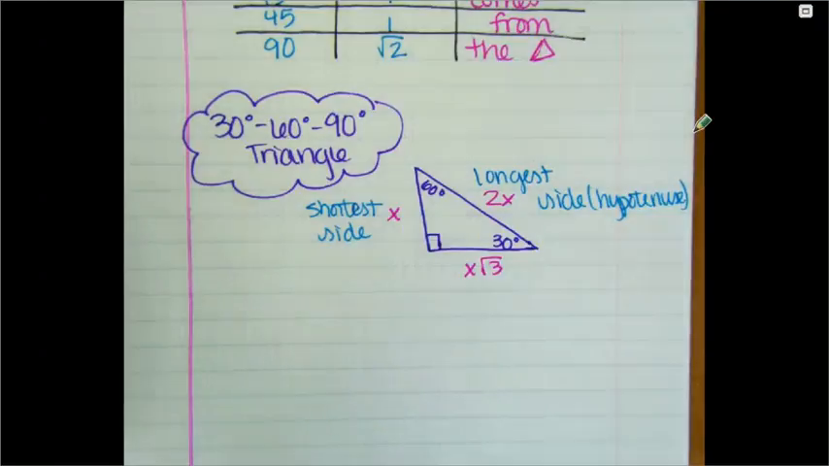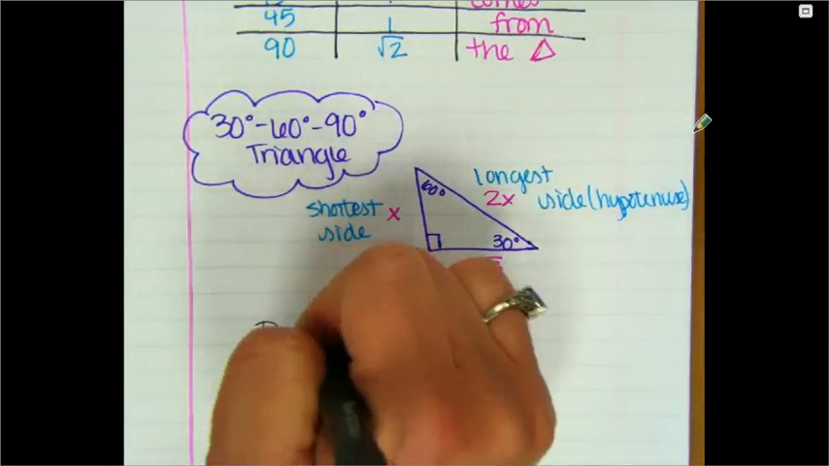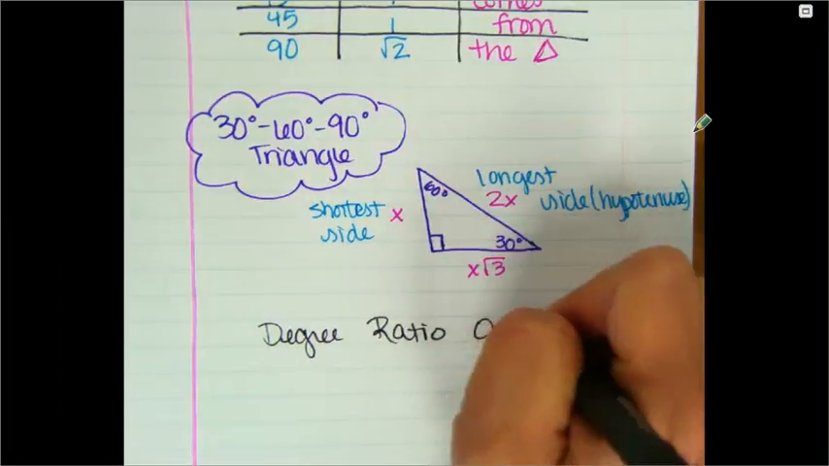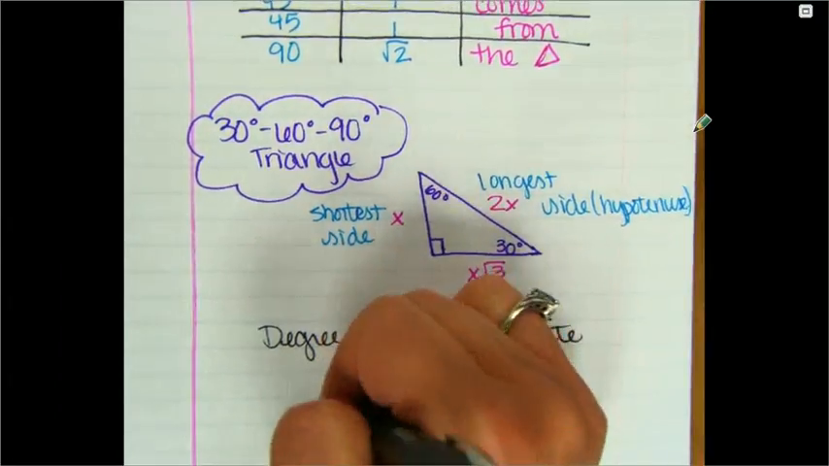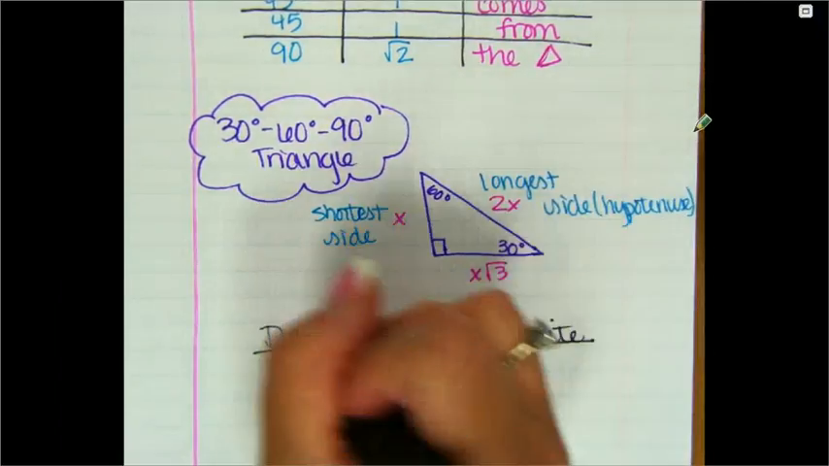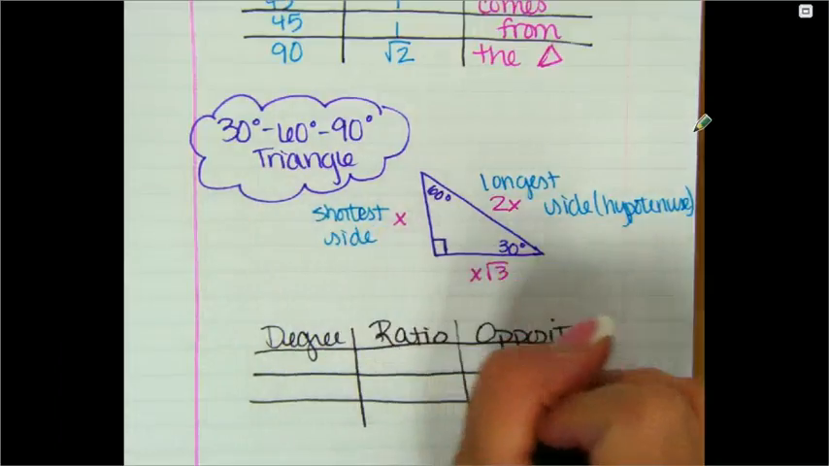Make sense? Okay. This one you're also going to memorize as well, your degree, ratio, opposite. Where's the whiteboard over there? You need to put it back, please. Thank you.